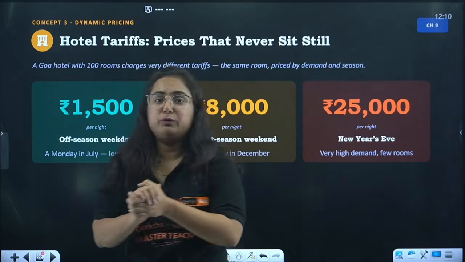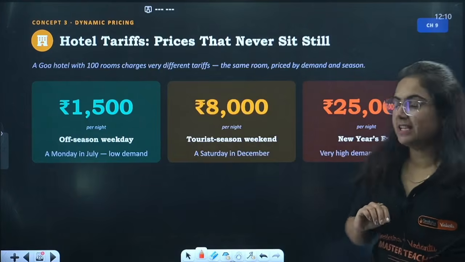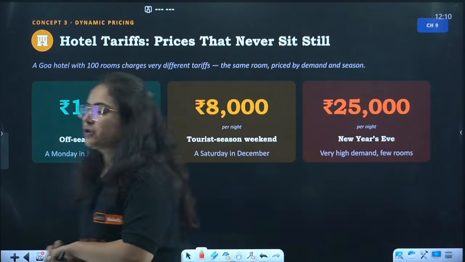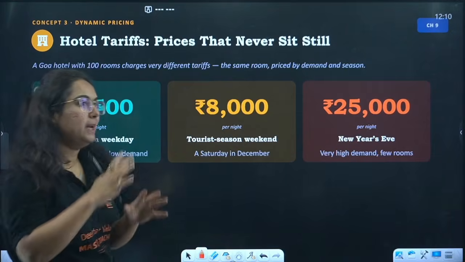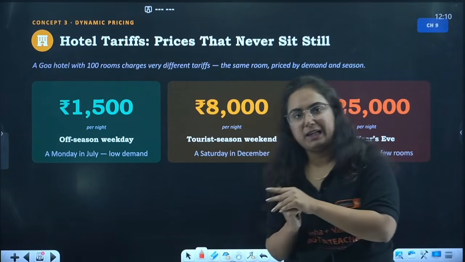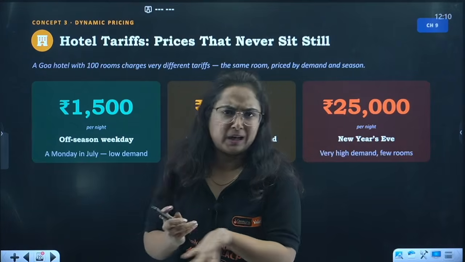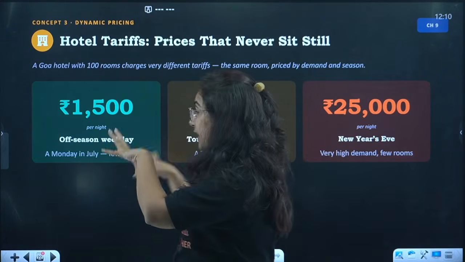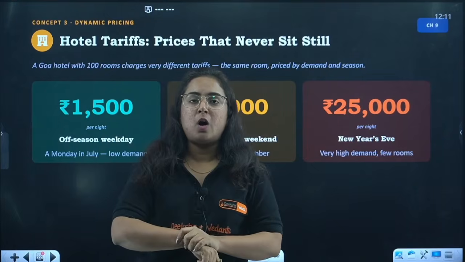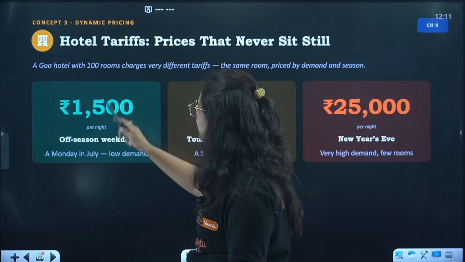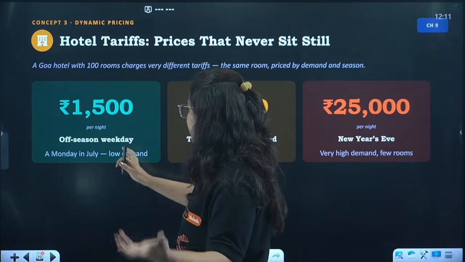Let's begin again with one more example, and what is that example? It is about hotel tariffs. So basically, you can see the same fluctuating prices of hotels during the demanding season as well as the non-demanding season. Let's say, for example, during the off days when you're planning to go for vacations at Goa, you will see that it's just 1,500 rupees per night.